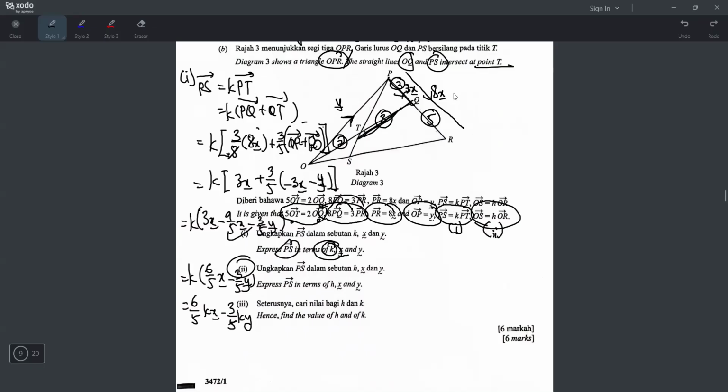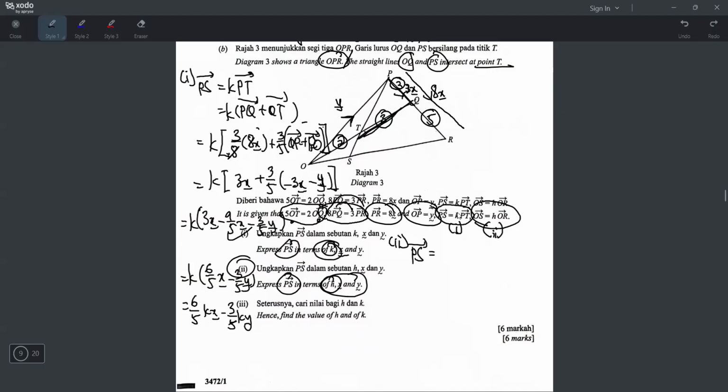Now it's time to do question 2. Where should I do it? Let's do it here. Question 2 says express PS in terms of h, x, y. And I told you already, for question 2, you must use this information. Because this is the only information that has h. If you want your answer in terms of h, you must look at this information. But the problem is they want us to find PS, and this information is for OS. But what is the connection?